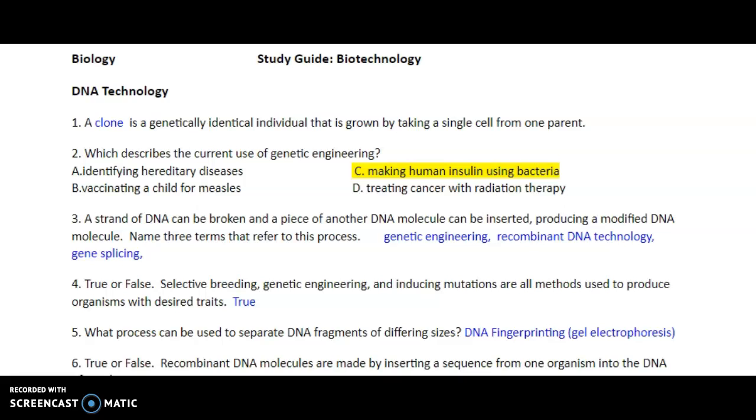Vaccinating a child from measles, we're not really using genetic engineering for that just yet. Treating cancer with radiation therapy. They are working on some genetic engineering ways to treat cancer, but that would not be radiation therapy. Radiation therapy is radiation therapy. So C, making human insulin using bacteria. That is a current way that scientists and doctors are using genetic engineering right now.